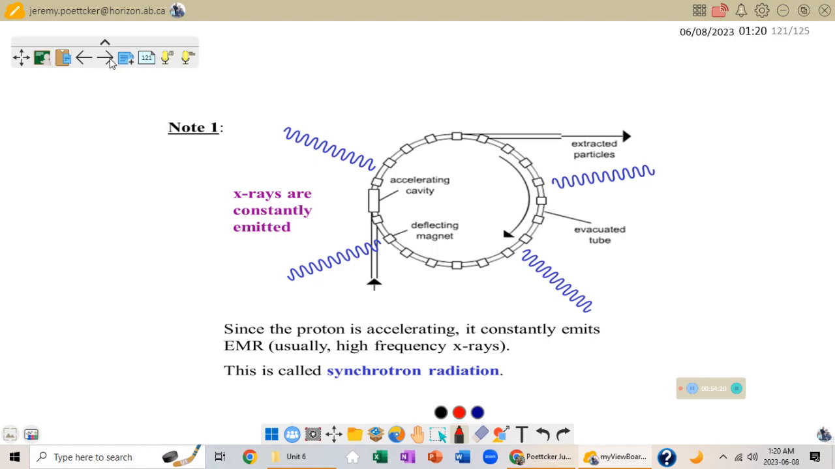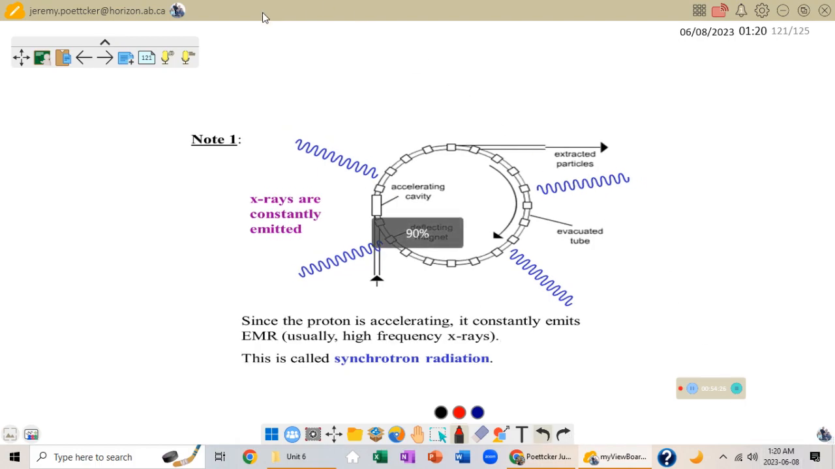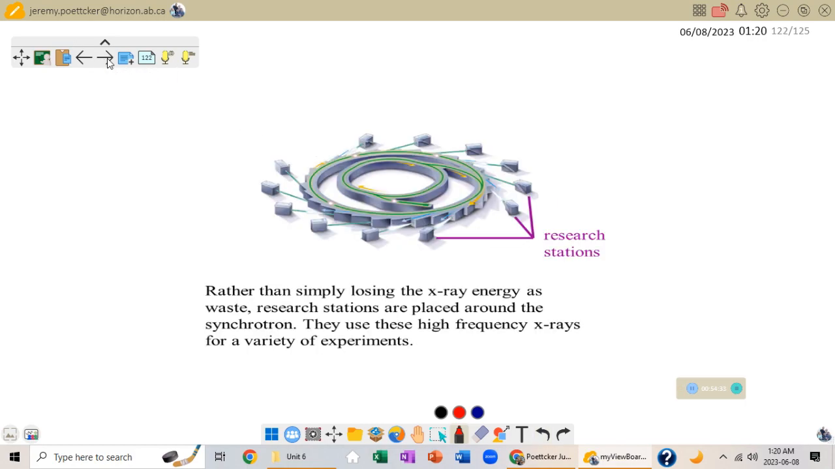X-rays are being constantly emitted because the protons are accelerating. So this is called synchrotron radiation, these X-rays. Which means obviously you probably don't want to stand right outside of it. Rather than simply losing the X-ray energy as waste, research stations are placed around the synchrotron. They use these high-frequency X-rays for a variety of other experiments, which is a useful way to use them.